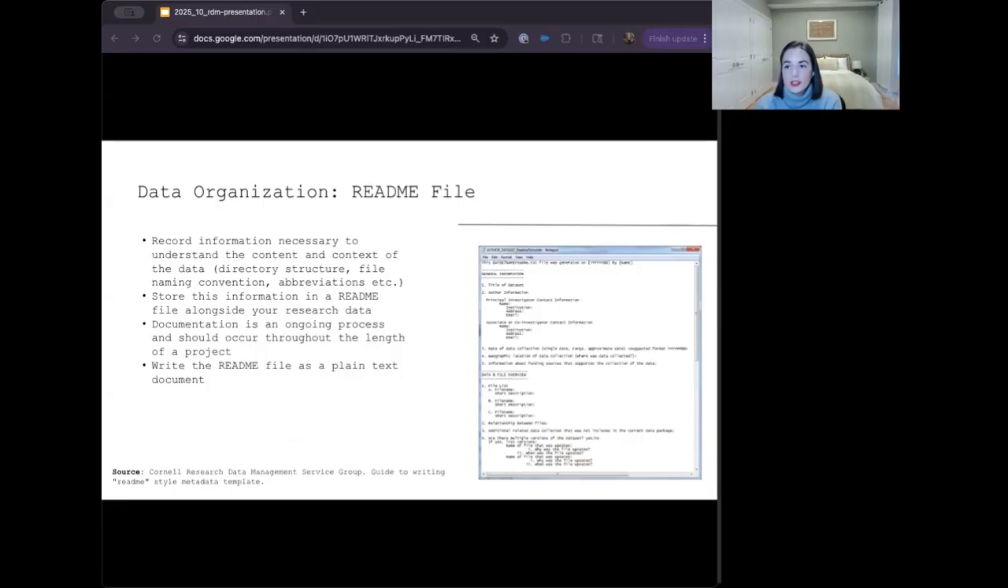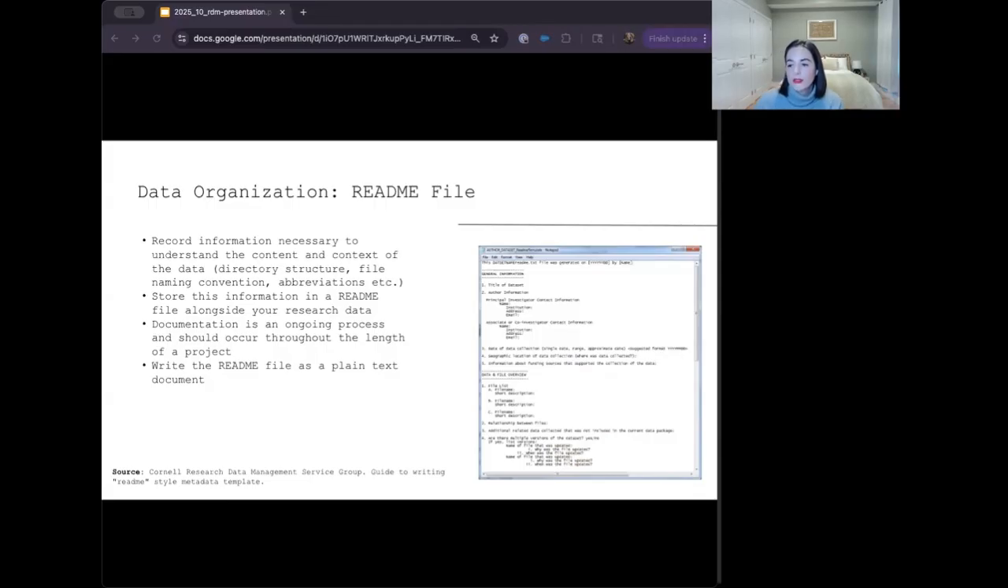Okay, so now that you've established a directory structure, we've talked about file naming conventions, it's still good to indicate additional contextual information in a recorded text file. We call these README files. So you can record any information needed to interpret the context and content of the files within the project folder in the README file. And here we have a good example of a README file from Cornell University.